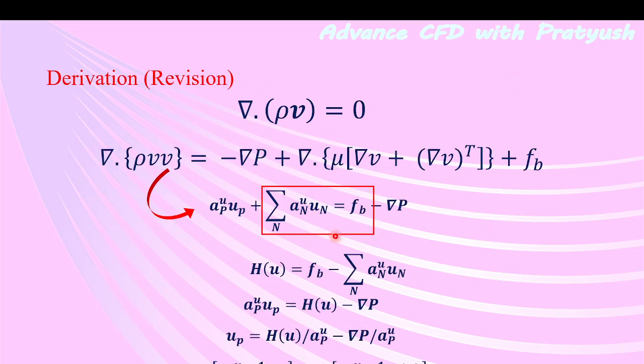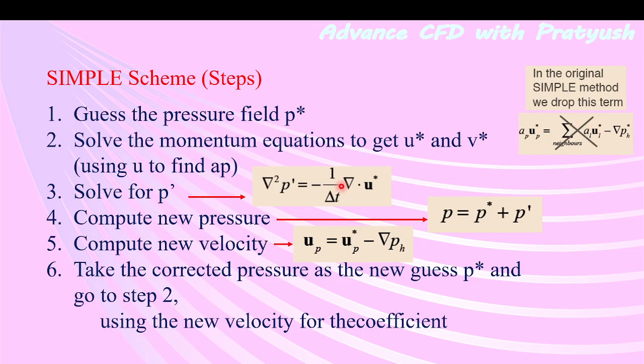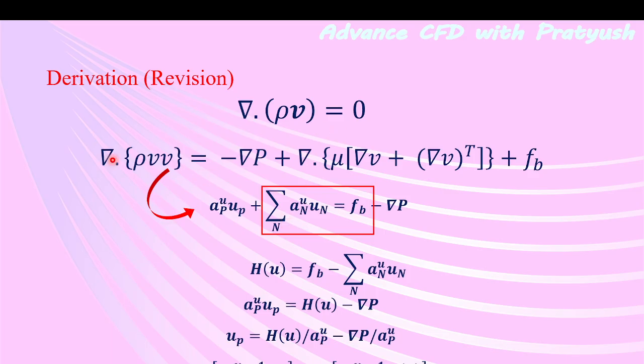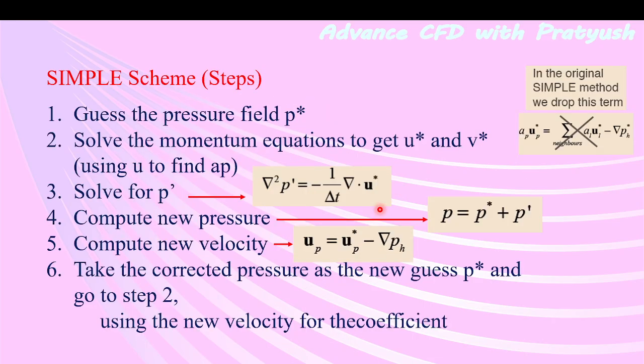In simple form, if we discretize this momentum equation, there will be a cell-centered value, some contribution from the neighboring cells, the body force, and the pressure difference. But in SIMPLE, this neighboring cells contribution is generally ignored, just for simplicity. There is no specific profit for ignoring this, we just ignore it because of the simplicity.